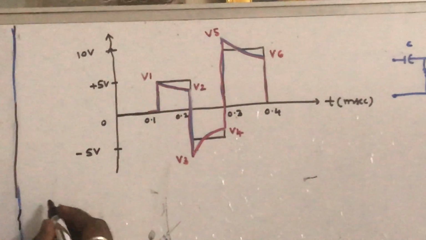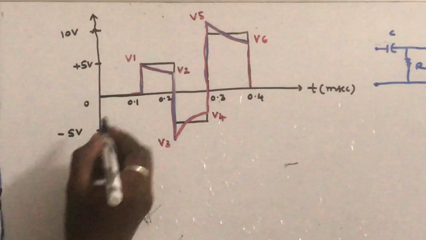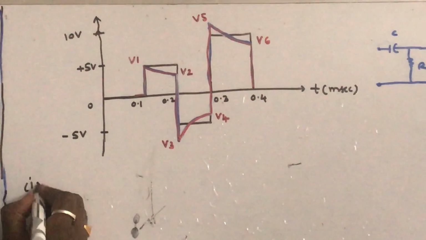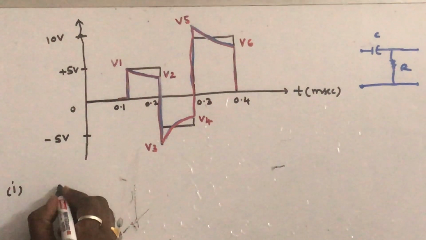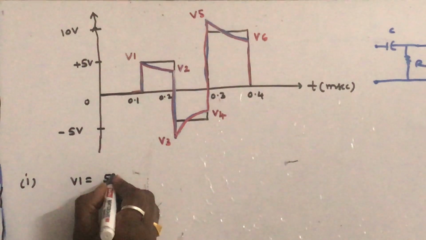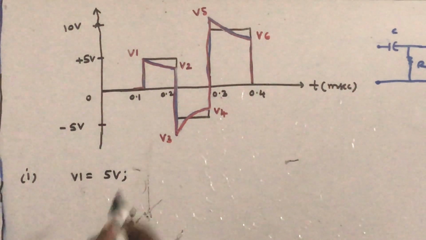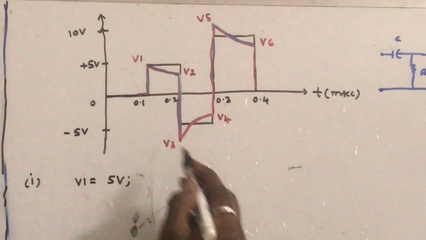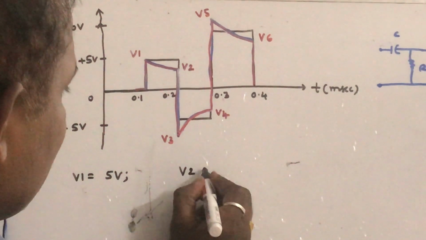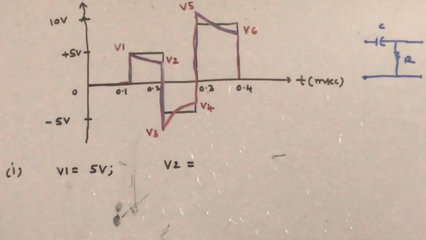Now, let us call this first one number 1 and find out what V1 is. As you know from the diagram, V1 is equal to 5 volts. What is V2? V2, because the output across the resistor decreases exponentially.